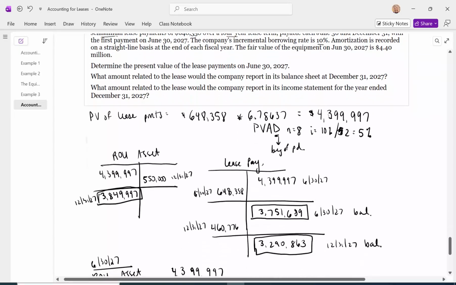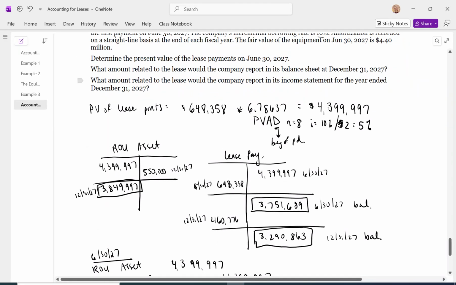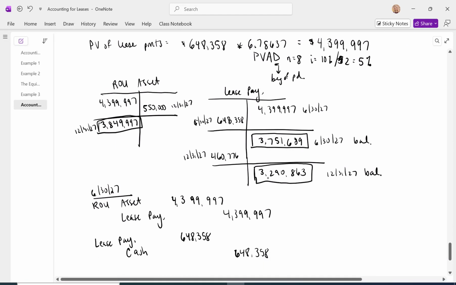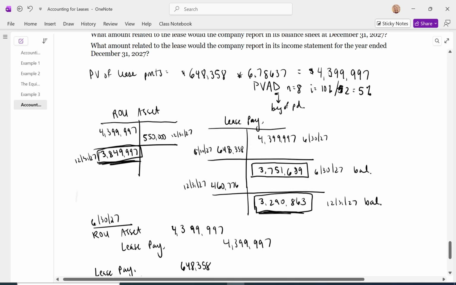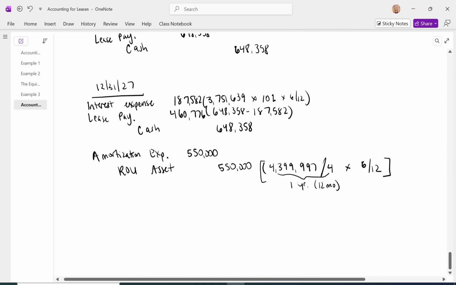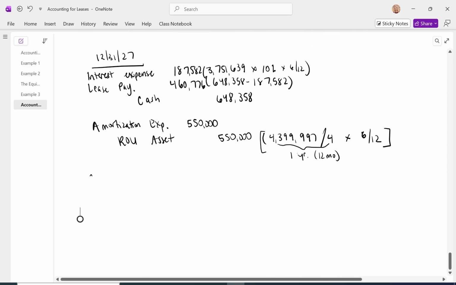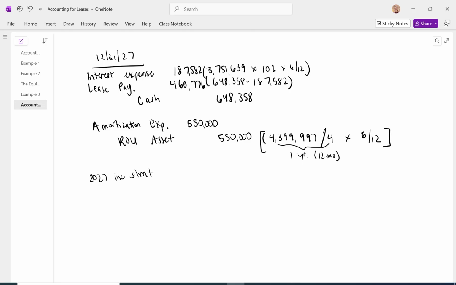Okay, so we are asked what the company would report on its balance sheet 12/31/27. It would report this lease payable and this lease asset. And what would it report on its income statement for the year 2027? That relates only to these journal entries booked on December 31st: interest expense of $187,582 and amortization expense of $550,000.